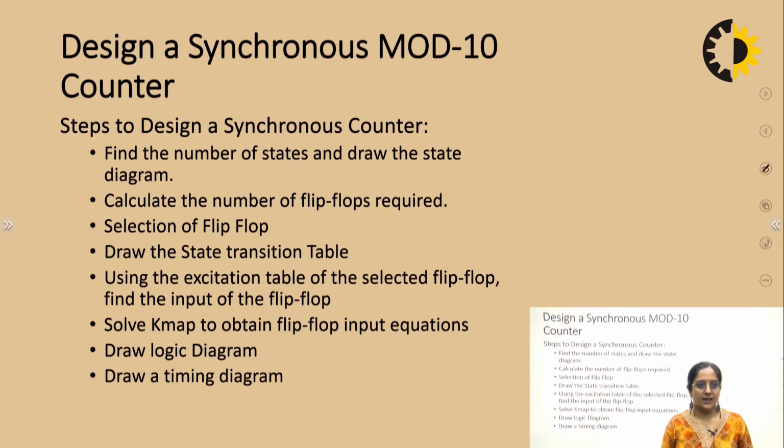Then after selection of the flip-flop, we have to draw a state transition table. From this state transition table and using the excitation table, we will find the inputs for the flip-flops.